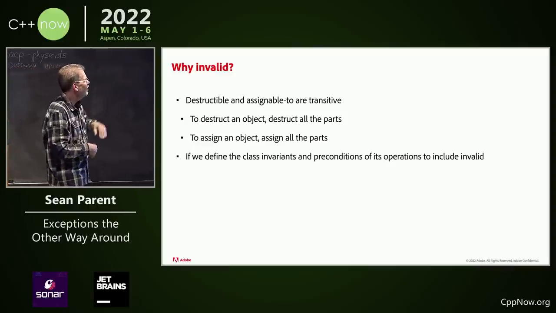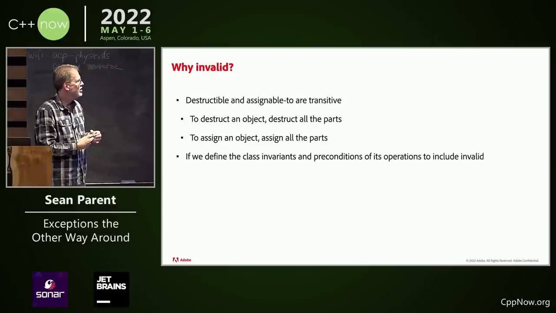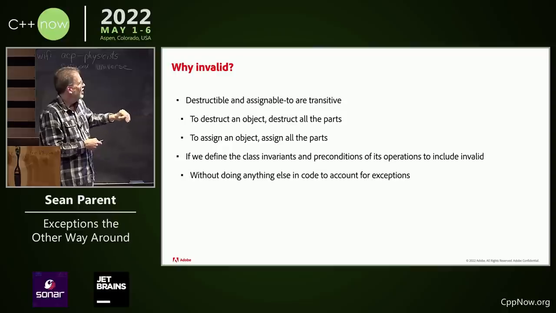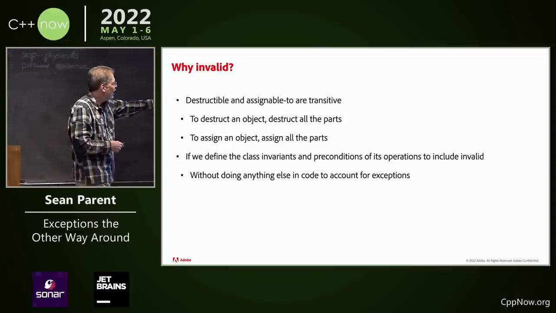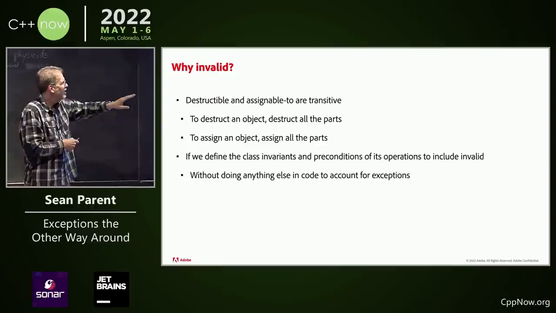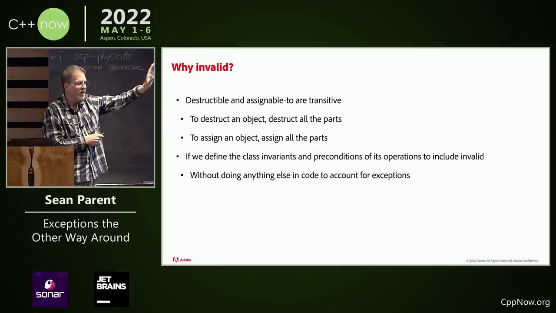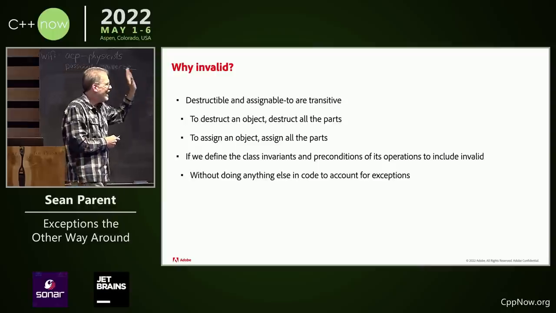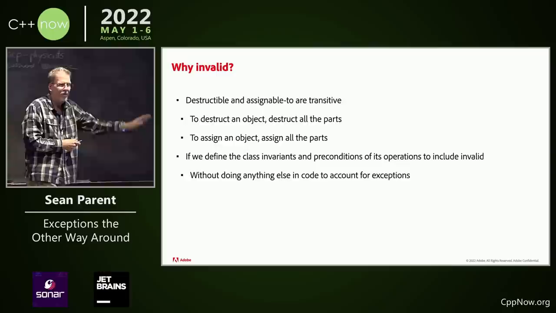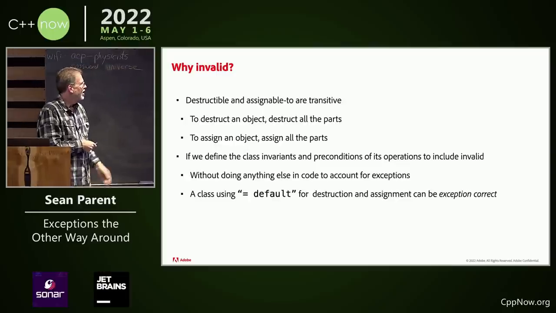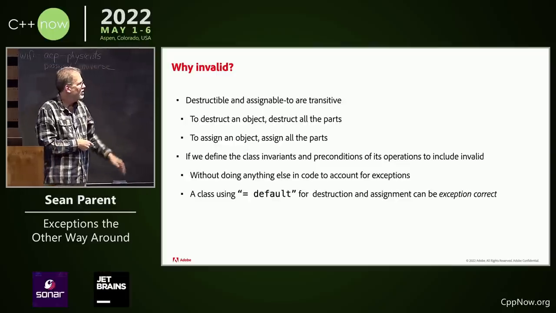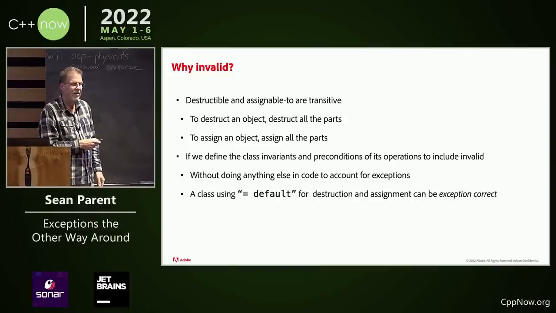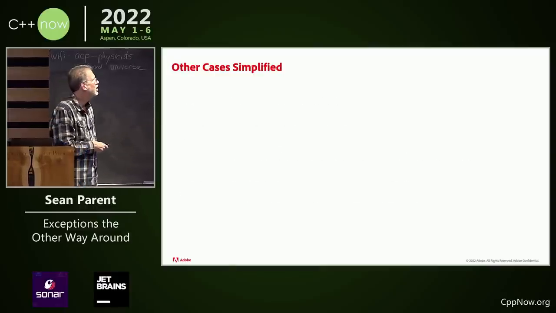If we define the class invariants and preconditions of its operations to include invalid, as we just said we were going to do, then without doing anything else in our code to account for exceptions, a class using equals default for destruction and assignment can be exception safe. Okay, everybody follow?